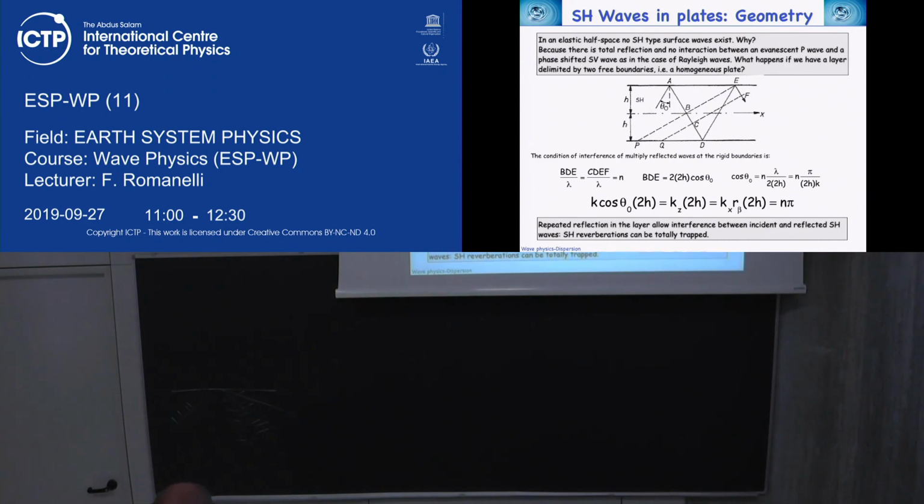Like progressive, regressive. Do you remember? Okay, it's the same. But we don't have a string. We have something more complicated. We have a plate. So we have more dimensions. We have angles. That's the only difference. So if you say that the difference in path between two different wavefronts is a multiple of a half wavelength, then you're done. You remember the string?